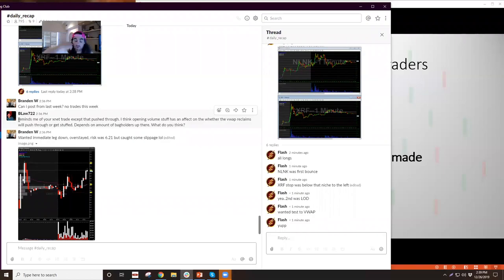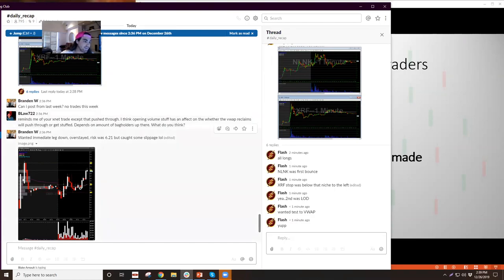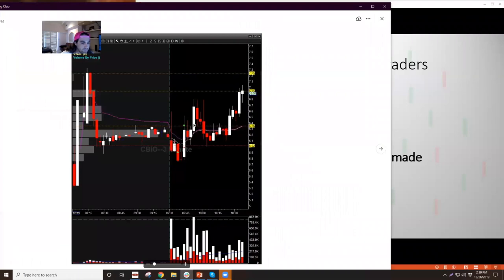And when you trade an open, if you're trying to short an open push, for me, the daily chart is huge on that. Whatever the daily chart says, if it's a weak daily chart like that, I get a lot more convicted in that. Branded wanted an immediate leg down, overstayed, risk was 621, but caught some slippage. Wanted the immediate leg down for this short. Oh, and for this one, yeah, 621.